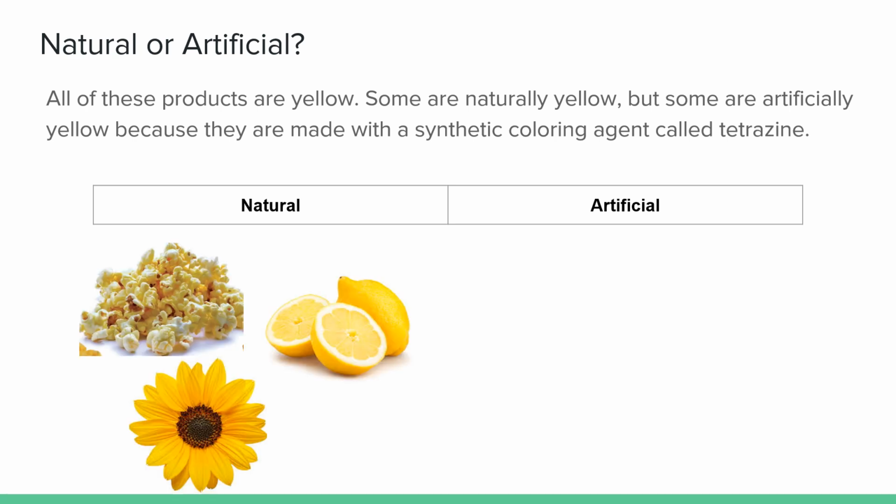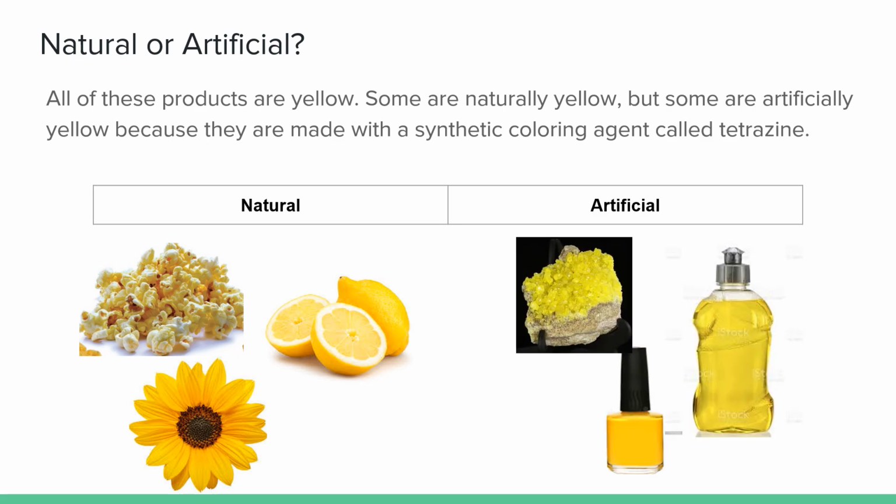So naturally occurring yellows, things like popcorn, lemons, flowers, some yellow flowers. Then there are artificial. We have soap, nail polish, and I'm not going to lie, I'm not 100% sure what that other picture is, but it's definitely not natural.